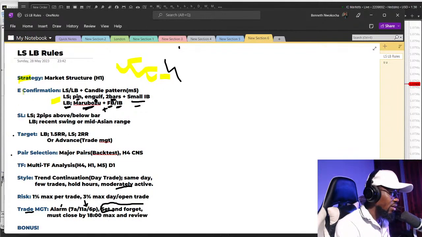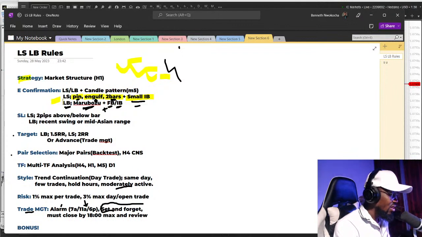And then the entry confirmation. You want to see a pin bar, or an engulfing bar. I've talked about these bars in the previous class. Or two bars: an indecision bar followed by a trend bar. And then you want to see a small inside bar. A small inside bar will help you to say that these people are not serious, even if they want to break out. It doesn't mean that it will always work, but it's an added advantage.